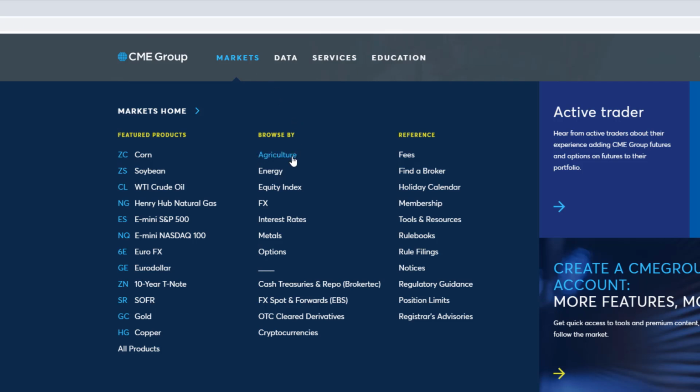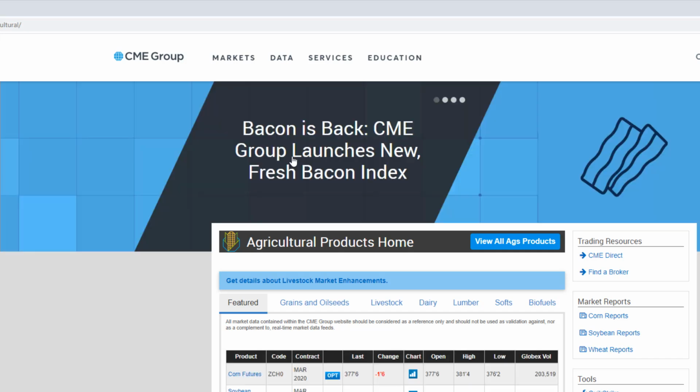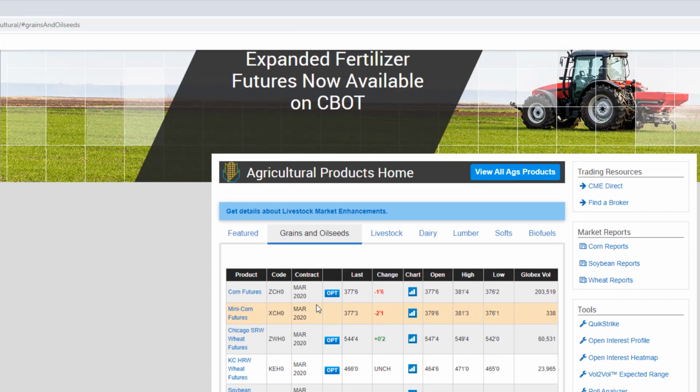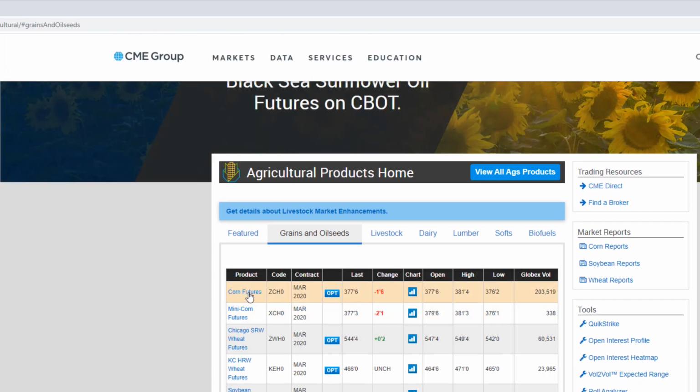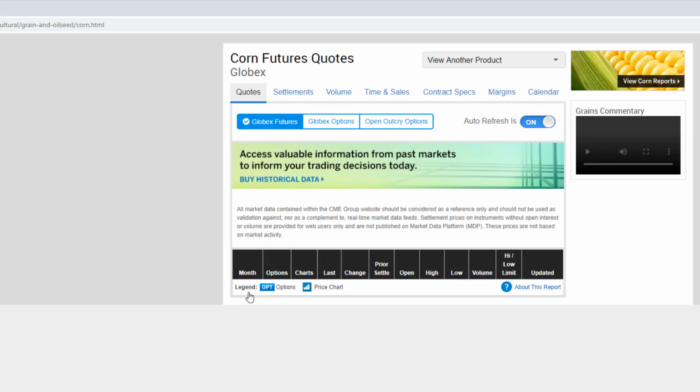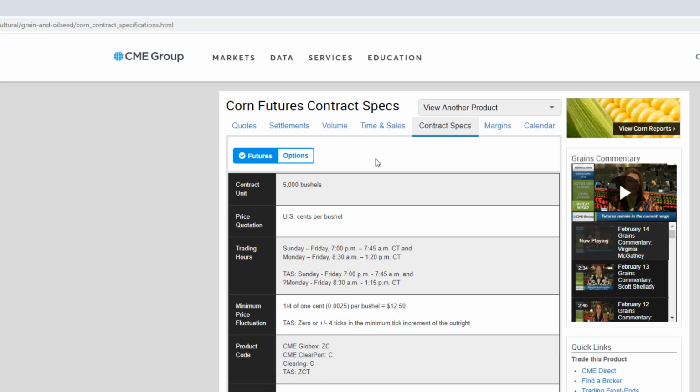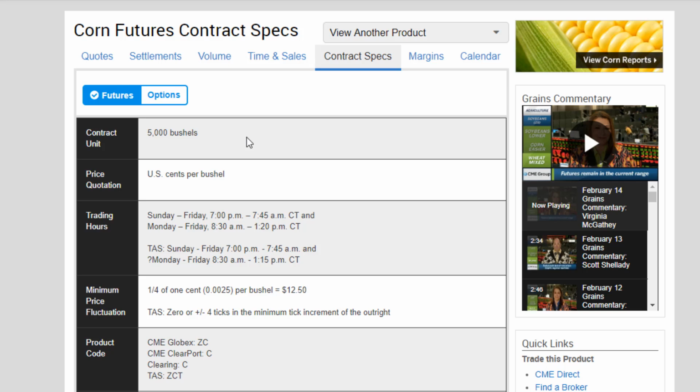Since we want to look at corn futures, we have to select agriculture. Also here you find subcategories of agricultural markets. Since corn is obviously a grain, we select grains and oilseeds. And here on top you already find corn futures. You click on it and select contract specs, since we want to know the specifications of corn futures. So now let me explain some of the specifications in general.